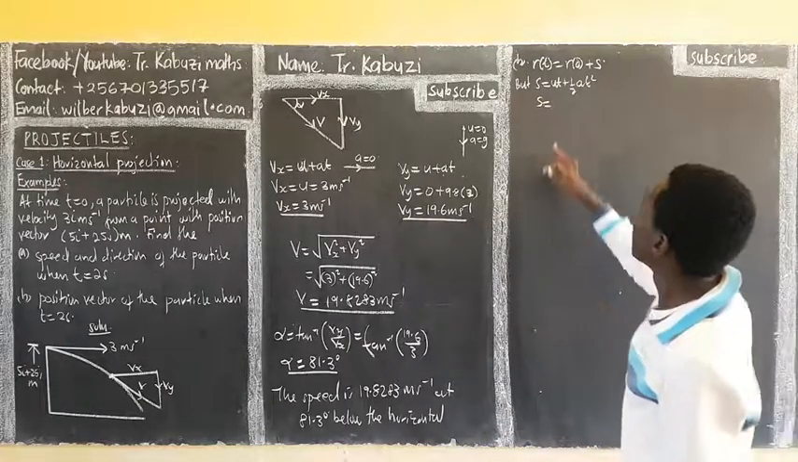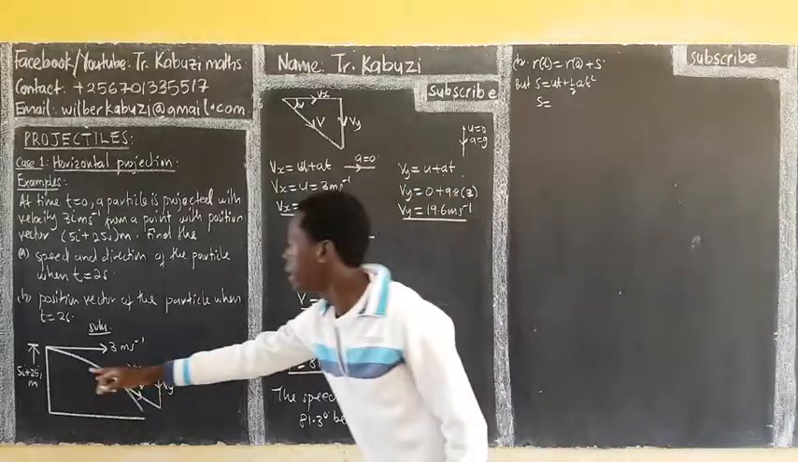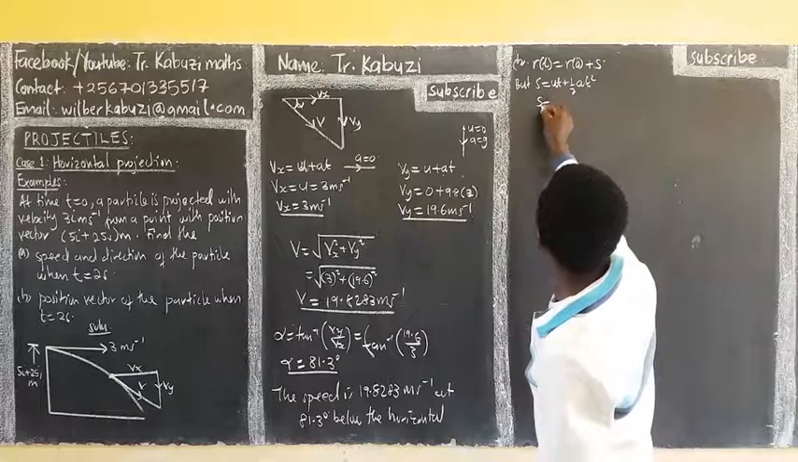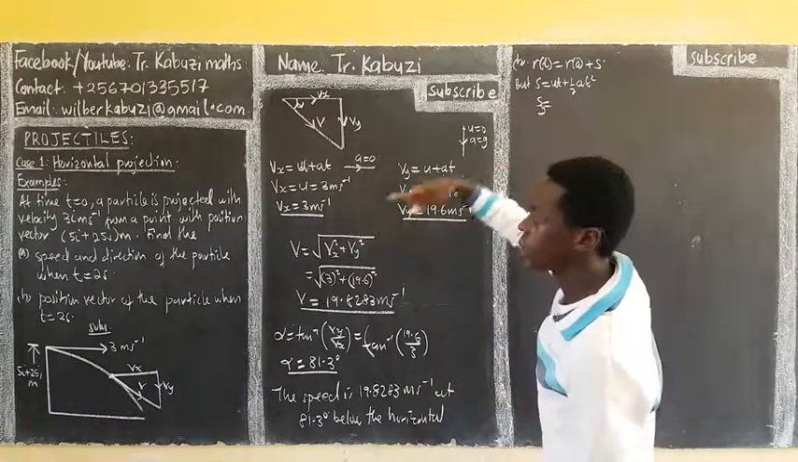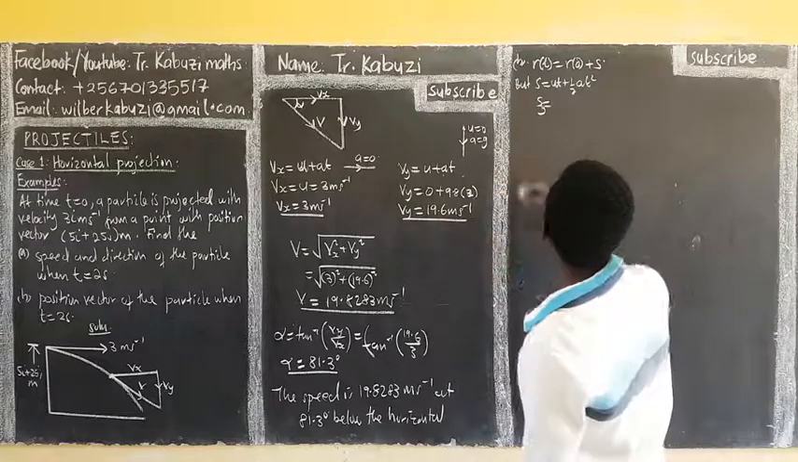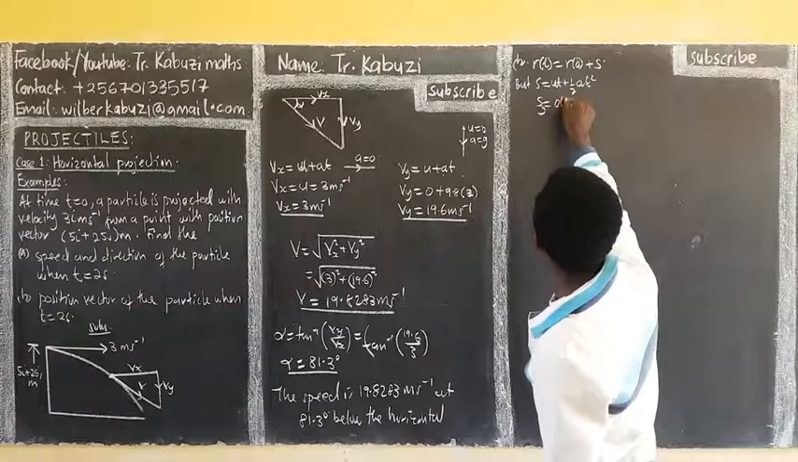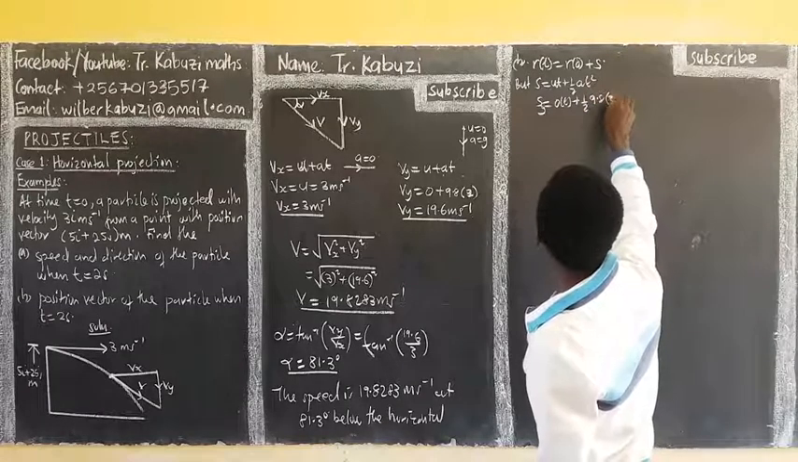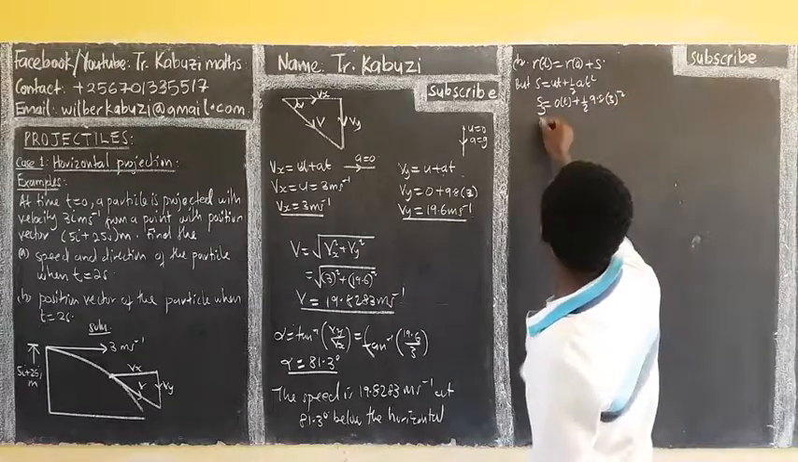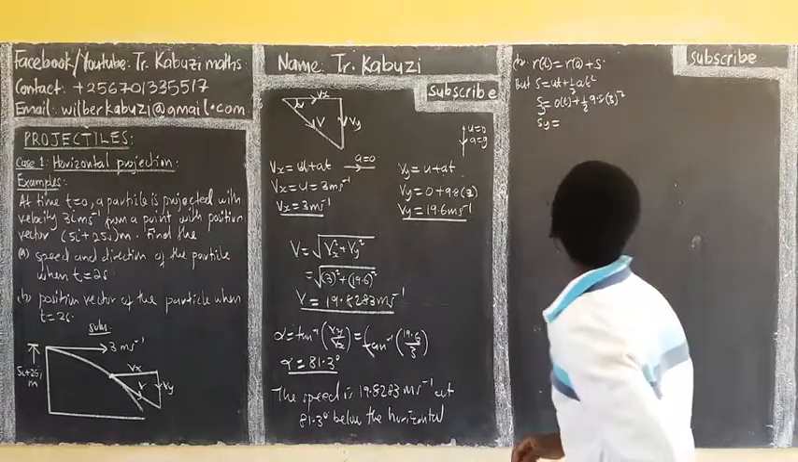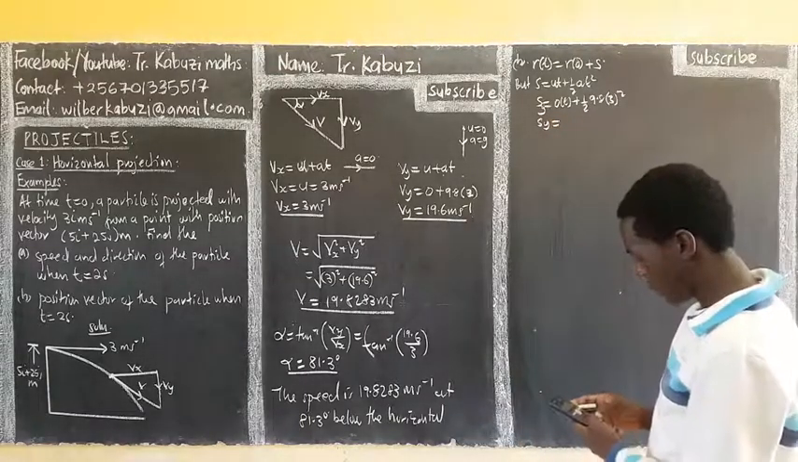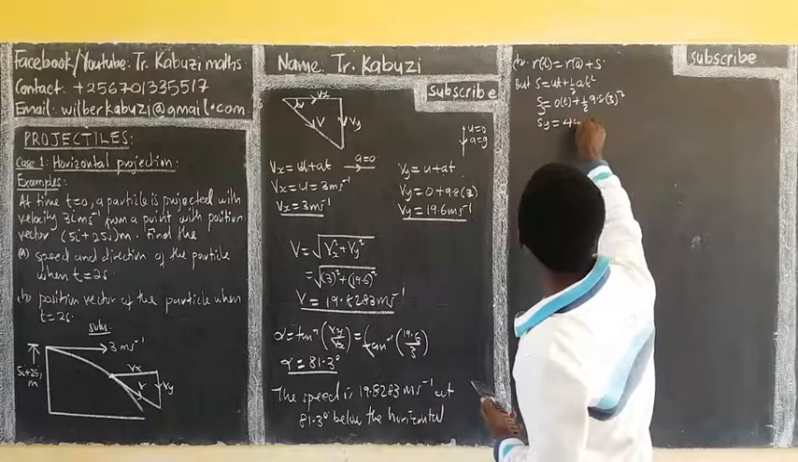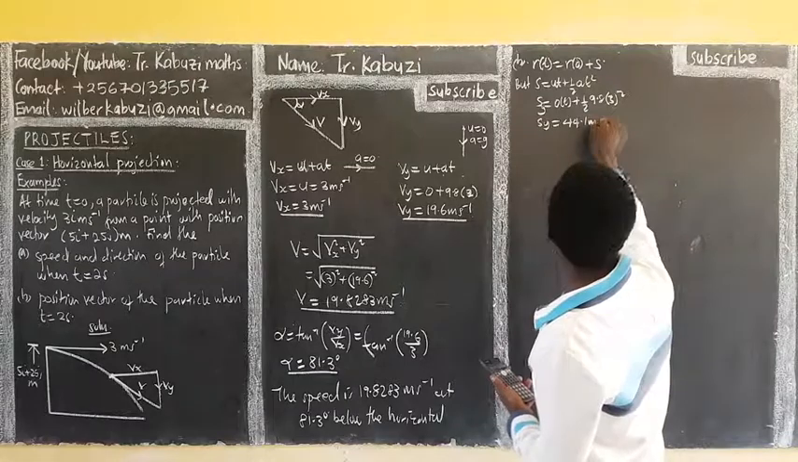So remember now we start, the particle is moving down in that direction. So the initial vertical displacement, our S_y, is going to be 0 into t, plus a half, 9.8 into 3 squared. So our S_y is going to be 9 times 4.9, which is 44.1 meters.